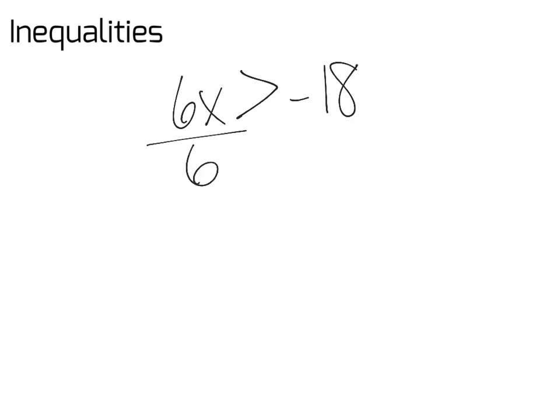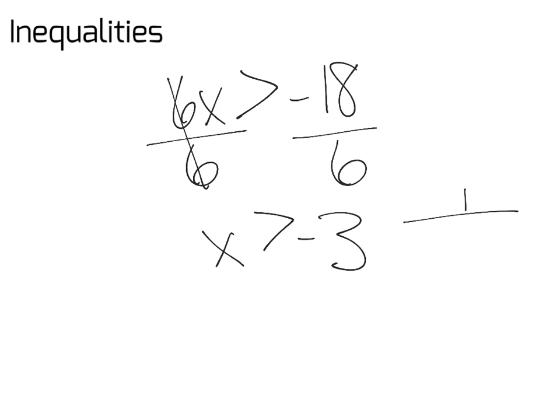Now for a problem where we're going to have to do division, let's do 6x is greater than negative 18. Right now I'm multiplying the x by 6, so to get rid of it, to make that x alone, I'm going to have to divide by 6. So I have to divide the other side by 6, so I get x is greater than negative 3. I'm going to find where negative 3 is on a number line. I'm going to circle negative 3 because it is not equal to it. And x is greater than, so I'm going to go to the right, and I'm going to graph my inequality.